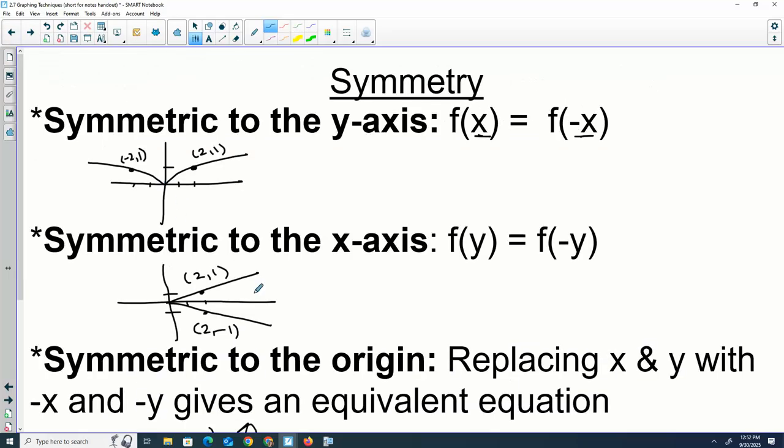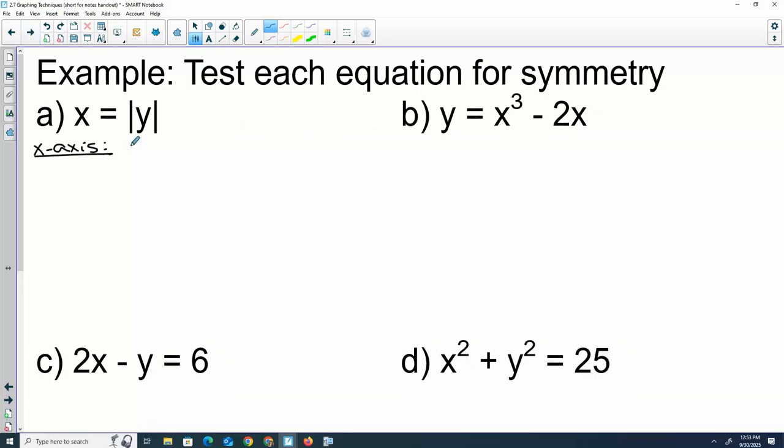okay, think about symmetry to the x-axis. Y and negative y have to give the same answer. If you think about your ordered pairs, when I put in 1 or negative 1, I got 2 both times. What we do to check symmetry to the x-axis is replace y with the opposite of y. What happens if you do the absolute value of a negative? So that is the exact same thing as the absolute value of positive y, right? If you plug in the negative y and you get the same thing you started with, then yes, it is symmetric. So this graph is symmetric to the x-axis.